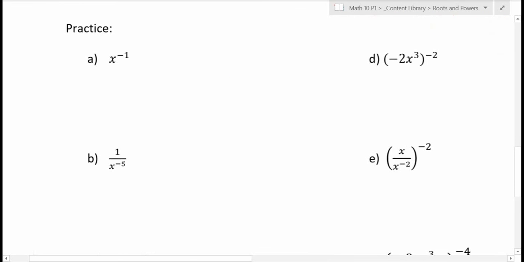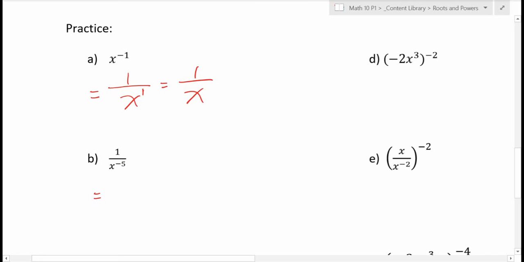Okay, hopefully at least part A is not that bad. Again, negative exponent, you simply move it to the denominator, and now the exponent is 1. Obviously, you don't have to write the 1, so really it's just 1 over x. Now part B is kind of tricky because now the exponent is negative in the denominator.